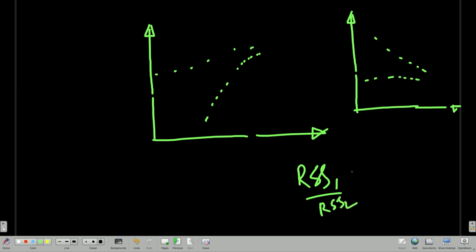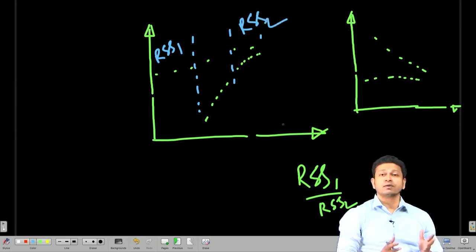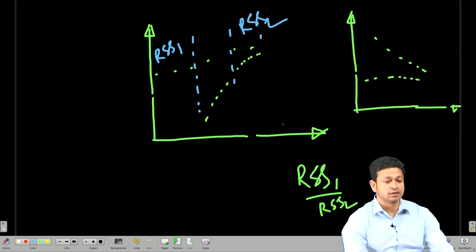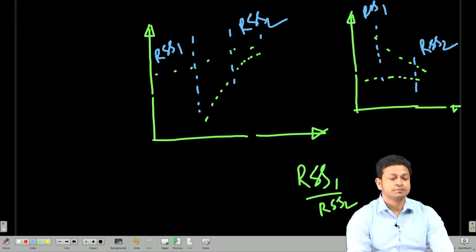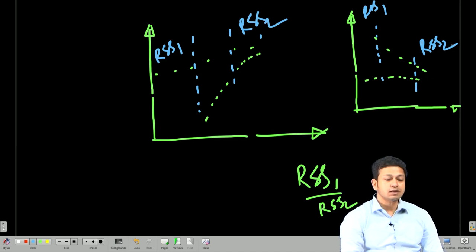Okay, so essentially, this is your RSS1. Initially it was in the denominator, but now it will go in the numerator. You remember that when you calculate the F statistic, you need to have the higher value on the numerator. So basically you do RSS1 by RSS2, and RSS2 goes in the denominator. All right, so this is how we do the Goldfeld-Quandt test.